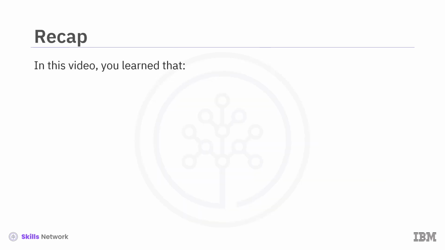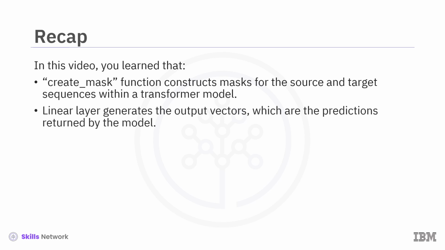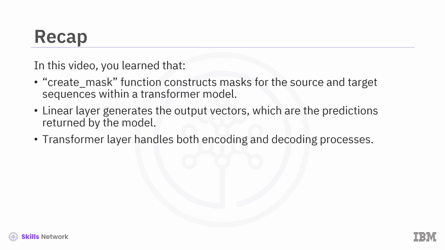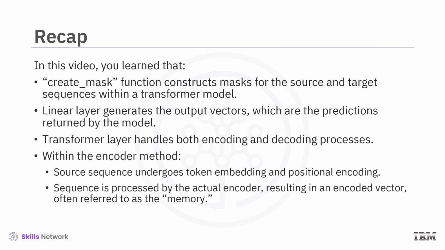In this video, you learned that the create mask function is designed to construct masks for the source and target sequences within a transformer model. The linear layer is responsible for generating the output vectors, which are the predictions returned by the model. In practice, the transformer layer handles both encoding and decoding processes. Within the encoder method, the source sequence undergoes token embedding and positional encoding. Subsequently, the sequence is processed by the actual encoder, resulting in an encoded vector, often referred to as the memory.